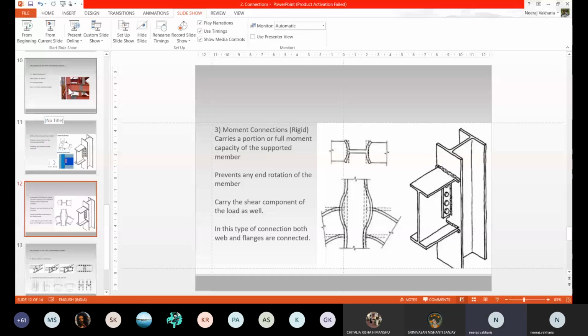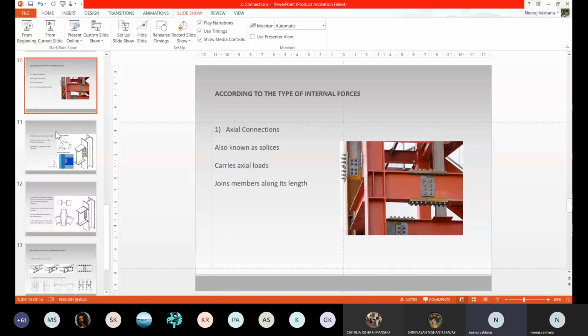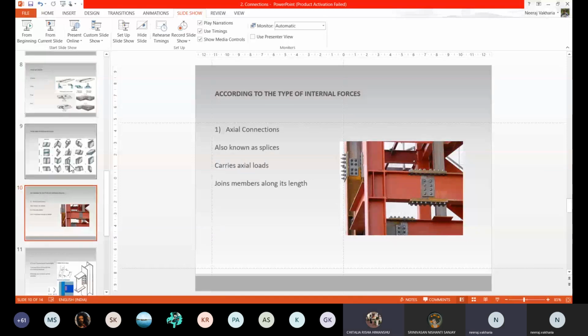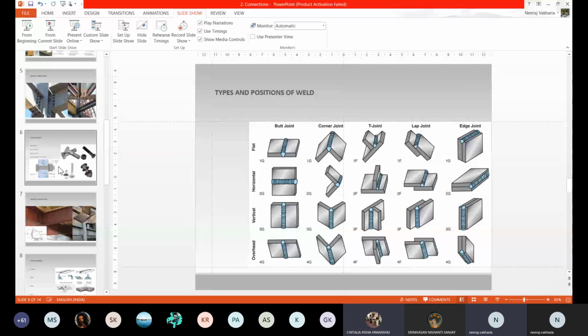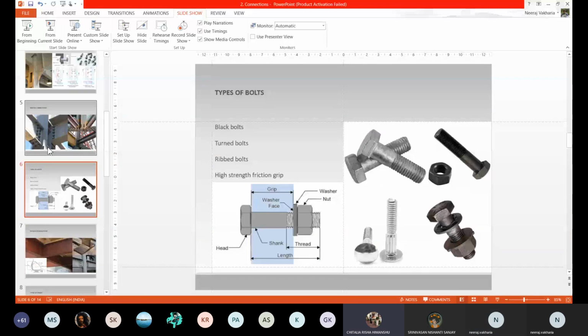Any other questions, guys? Yes, I have one slide. Yeah. So even after welding, why is there a need for bolting or riveting?